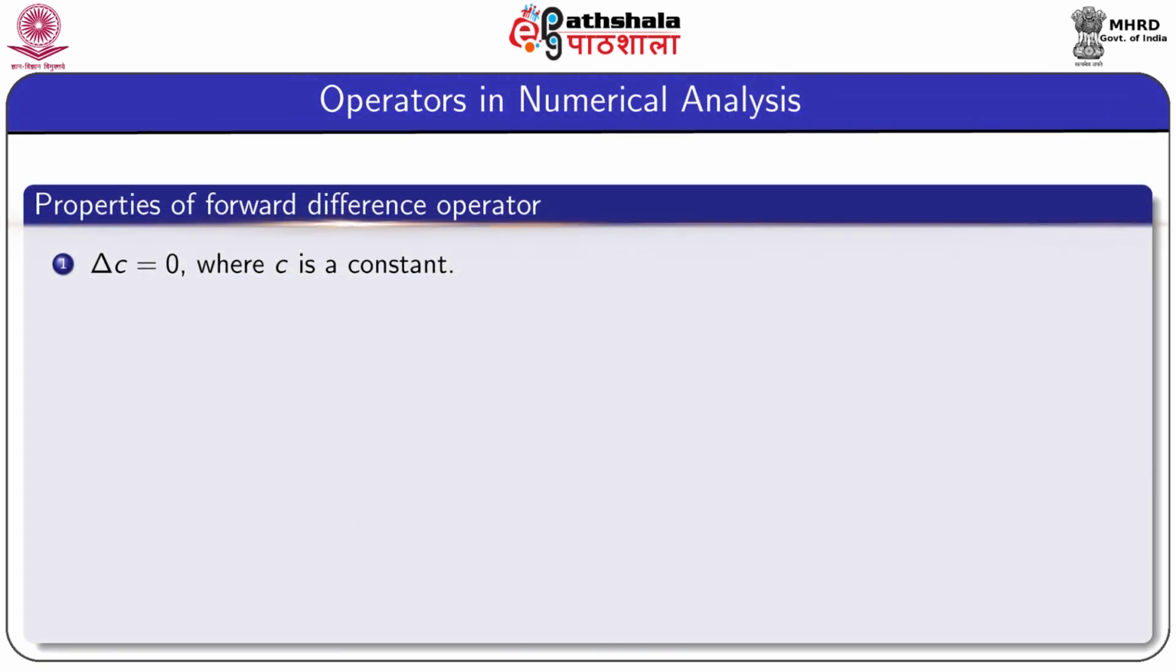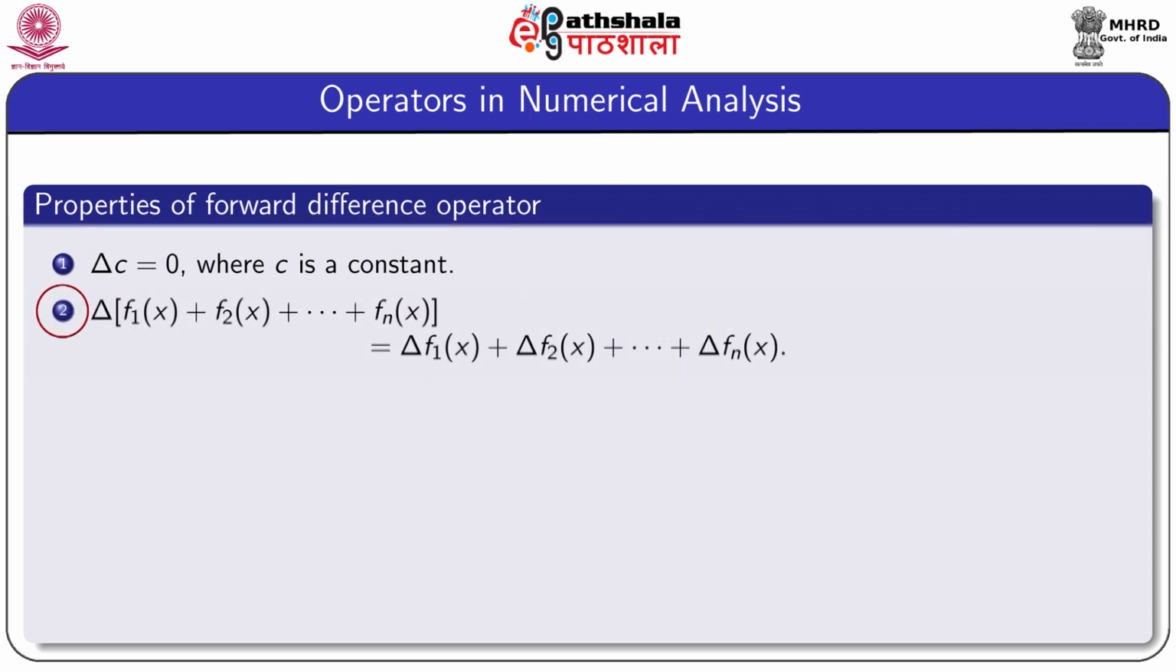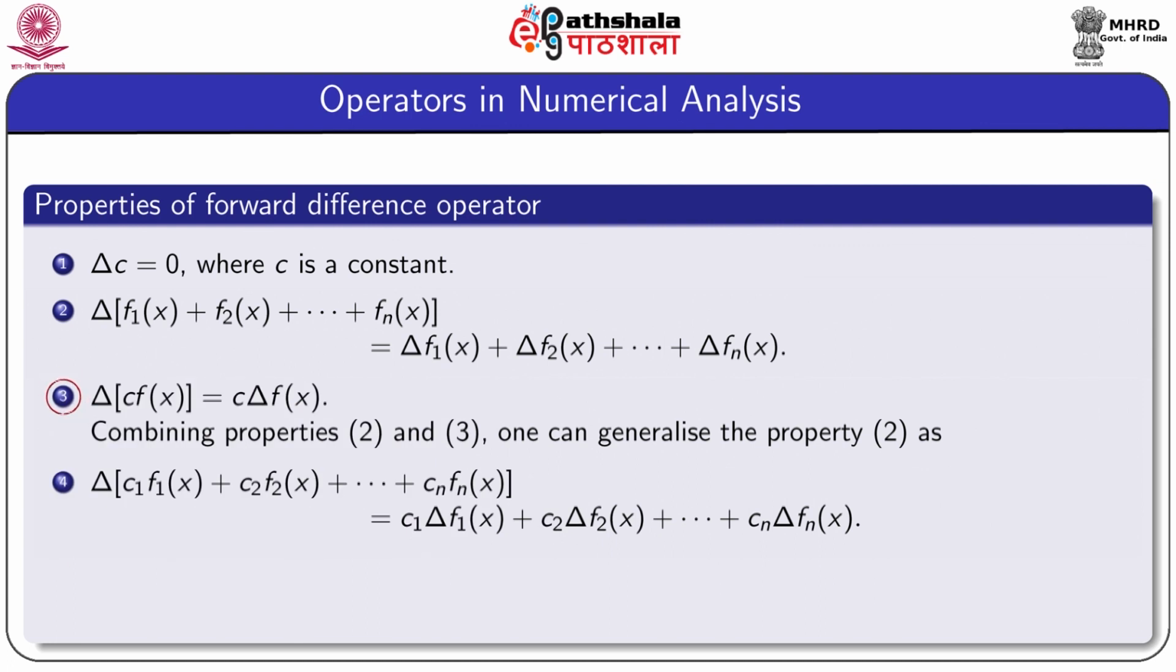Now, the forward difference operator satisfies many interesting properties. Some of them are presented in this slide. The first order difference of any constant c is equal to 0. The difference of the sum of n functions equals the sum of the differences of the functions. Third, the difference of c times f x equals c times delta f x, where c is any constant, that means there is no effect of the constant c on the forward differences.